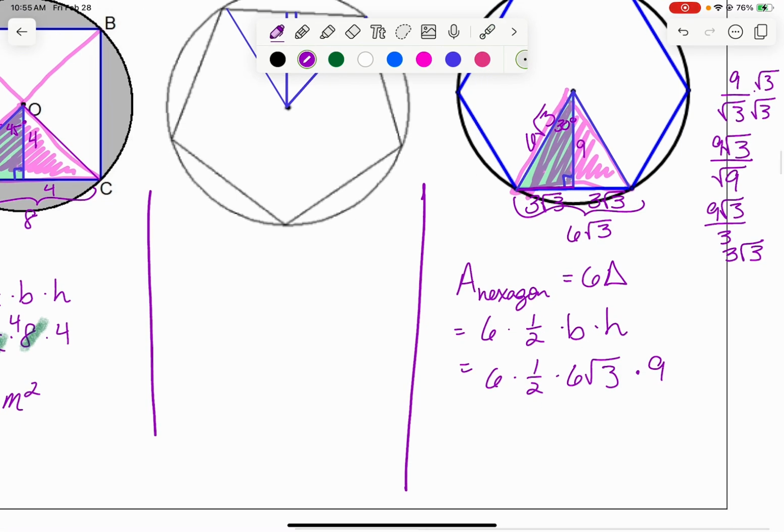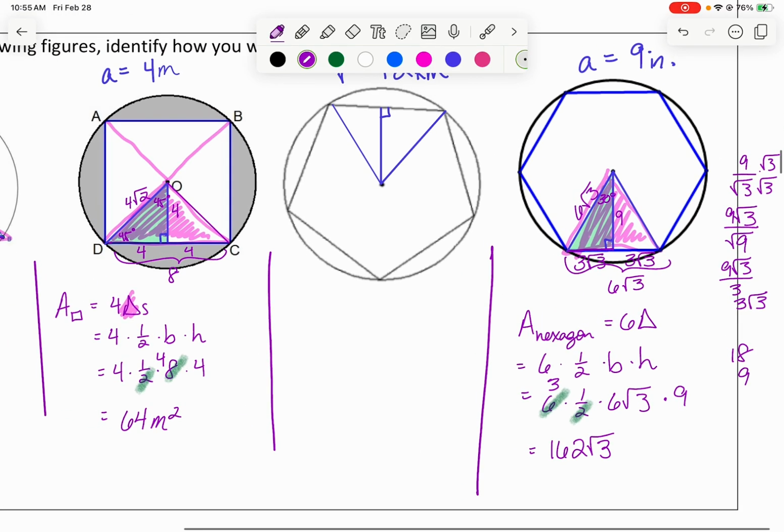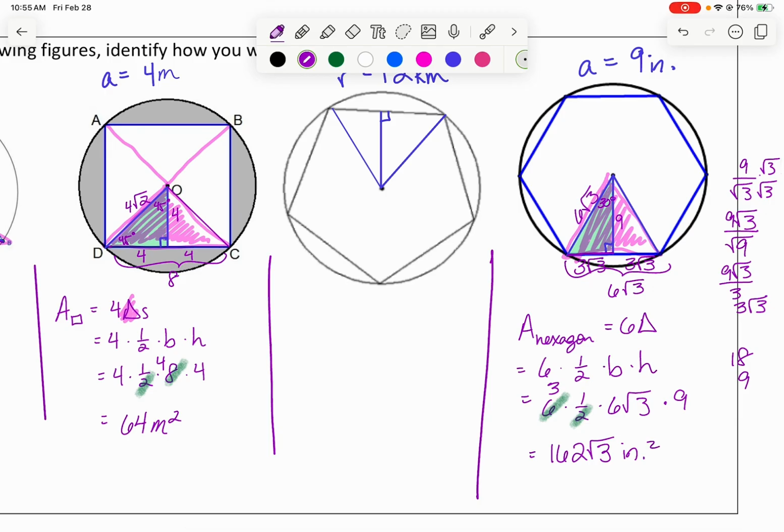Again, I would probably cancel the 1/2 into the 6 to get 3, and then I would do 3 times 6 is 18. 18 times 9 is 162. 162 root 3. And then we're looking at our units, inches squared.